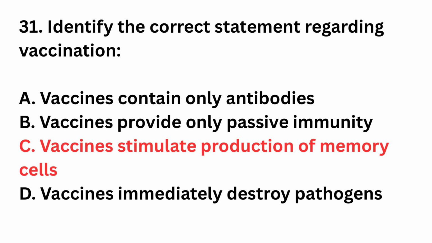Vaccines stimulate production of memory cells. Vaccines introduce weakened or killed antigens that stimulate the adaptive immune system. This leads to the formation of memory B and T cells that provide long-term protection.